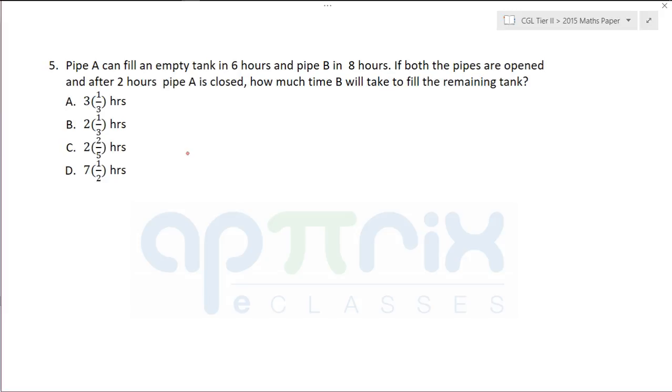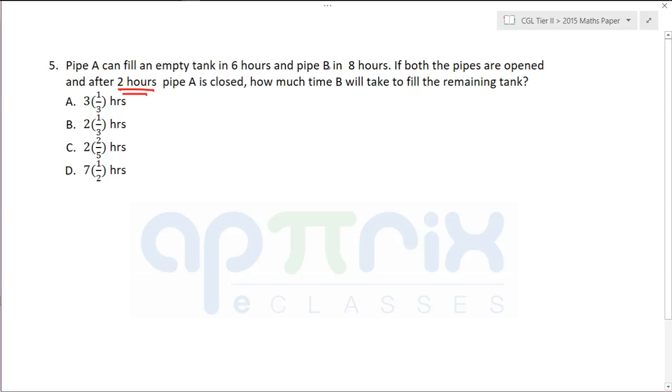Please wait and let me tell you how to do this question without raising your pen. For that, you need to have a little understanding about the percentages. This particular value is given to be 2 hours. If this value is given 2 hours, that means A and B, both pipes worked for 2 hours, right? A can fill a tank in 6 and B in 8, right?